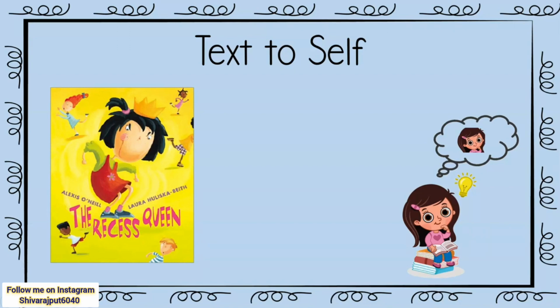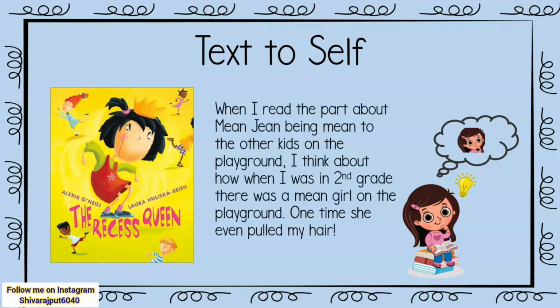When I read The Recess Queen for the first time, I thought about when I was in 2nd grade, there was a girl on the playground who was always mean. I remember that one time she even pulled my hair. So what I could write as a text to self connection would be, when I read the part about Mean Jean being mean to the other kids on the playground, I think about how when I was in 2nd grade, there was a mean girl on the playground. One time she even pulled my hair.